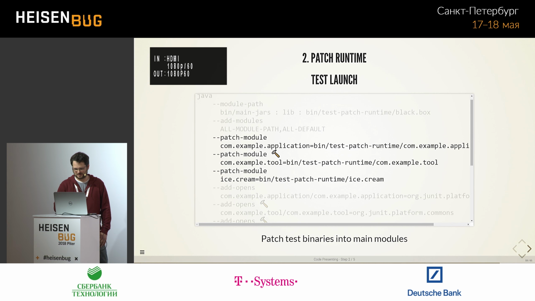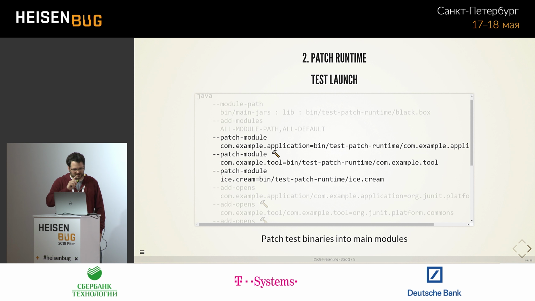Just the projector. Okay. So patch module means that whenever the module system sees a module, we can add a different source of class files at runtime. So whenever the compiler sees the example tool, it should look also in this directory for sources of this module. So we enhance the content of the module with this directive.